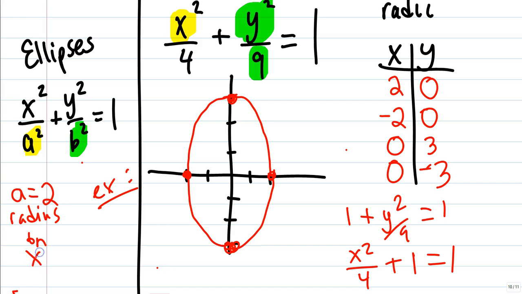on the x-axis. What squared gives me 4? A is 2. I go right and left 2. The b, what squared gives us 9? Well, b would equal 3. That is the radius on the y. A couple more examples.